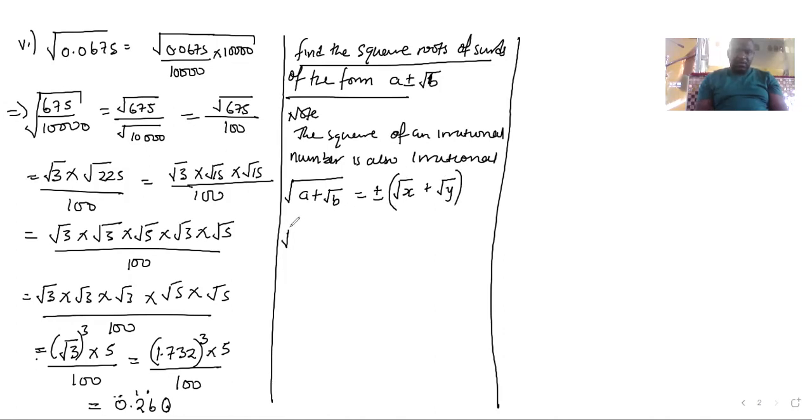If I want to find the square root of a minus a rational number b, it's going to be plus or minus root of x minus root of y. Now we have come to advanced mathematics. We are still joking with O-level mathematics. So those are the key definitions in this area.